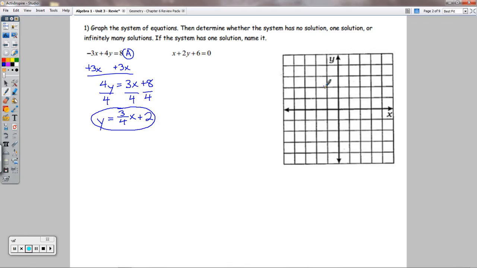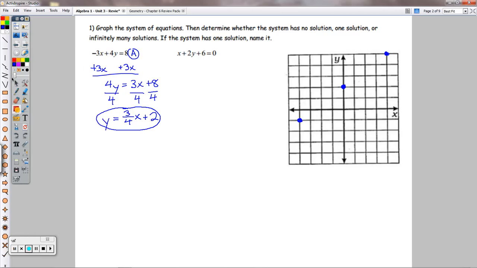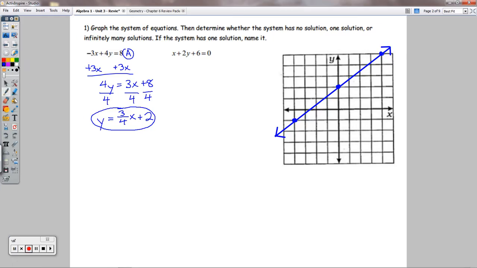That means I start there at 2 and I go up 3 and right 4 from there, or I could consider going down 3 and left 4. That's like -3 over -4. Negative divided by a negative is still positive. And so through those points I'm going to have a line. And then for this other one, I'll do that one in green. I'll call this line B.